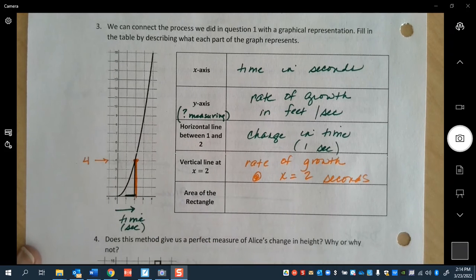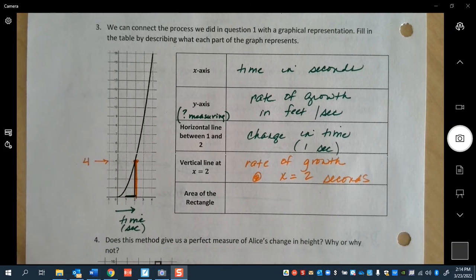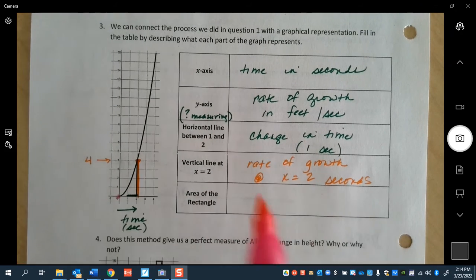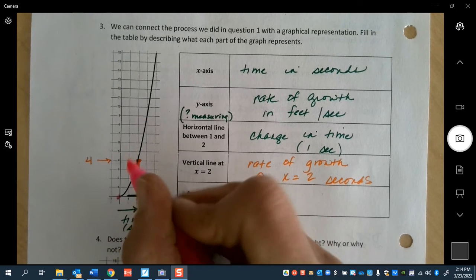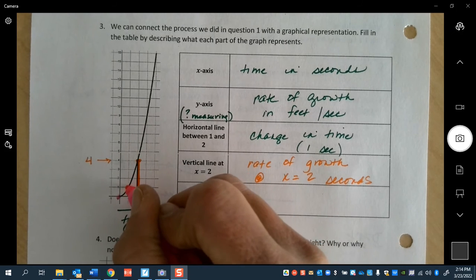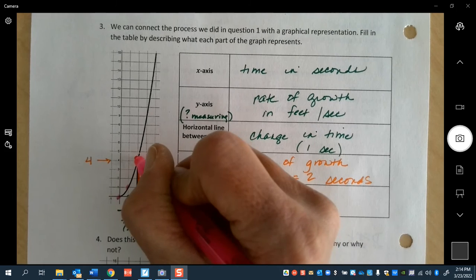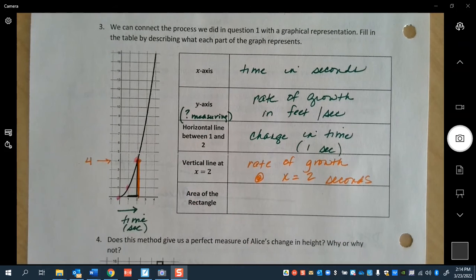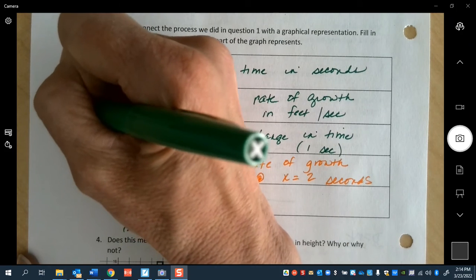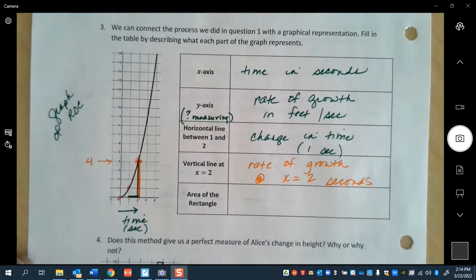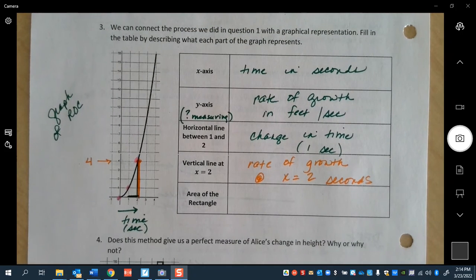So if you look at our graph, you can see here is 0, 0. She's not growing. She didn't eat the cake yet. Here's 1, 1. She's growing at a rate of 1 foot per second. Now she's growing at 4 feet per second. Remember, this is the graph of my rate of change. This is the graph of your rate of change.